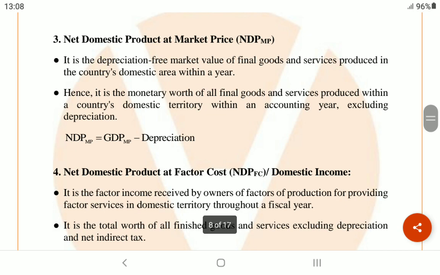Next, third one is net domestic product at market price, NDPMP.